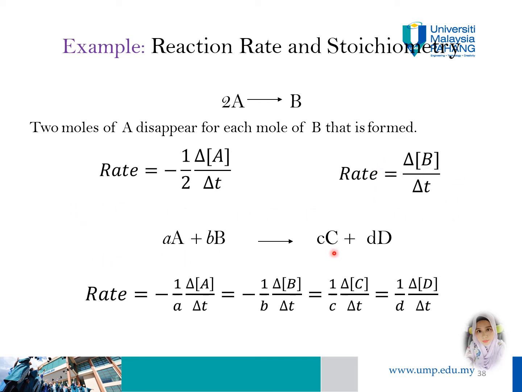Okay, let's say you have a reaction between A and B to produce C and D, where small a is the stoichiometry of component A and b is the stoichiometry of component B. So for the reactant, you need to put a negative sign to show that the concentration decreases with time. So negative 1 over a times change in A over change in T is equal to the product, 1 over c times change in C over change in T.